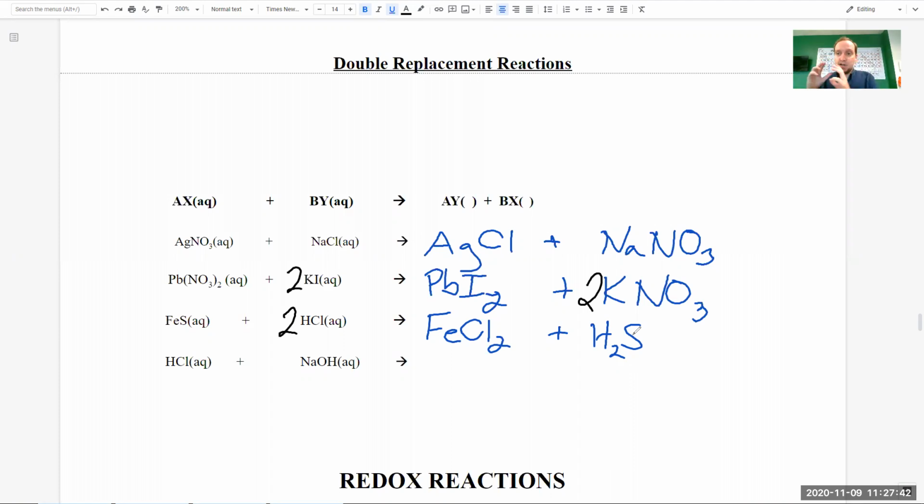You just have to notice that it's a compound plus a compound. Take the second halves, switch them. Make sure that the compounds are correctly written, which again is going back to units 3 and 4. Make sure the compounds are written correctly, and if they are, it shouldn't be that difficult to balance, okay?